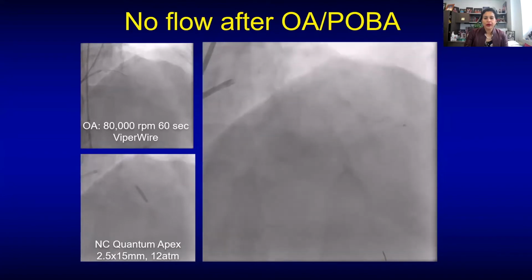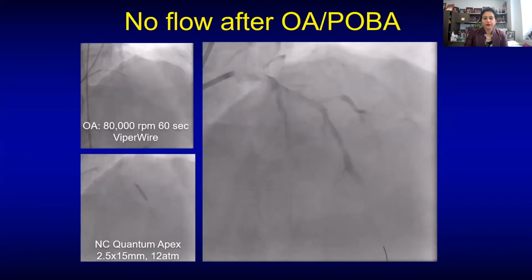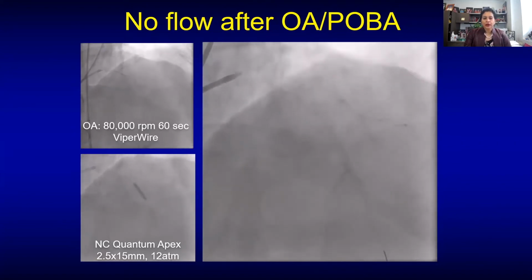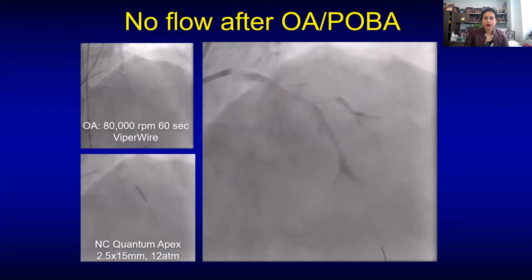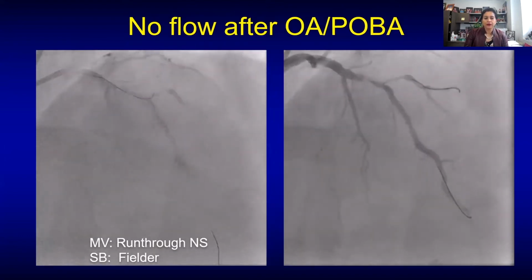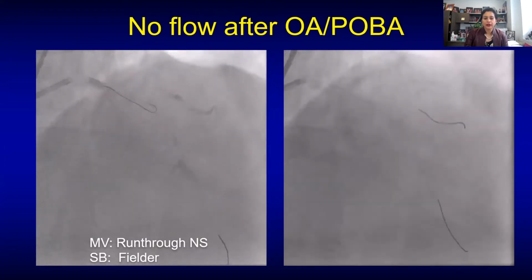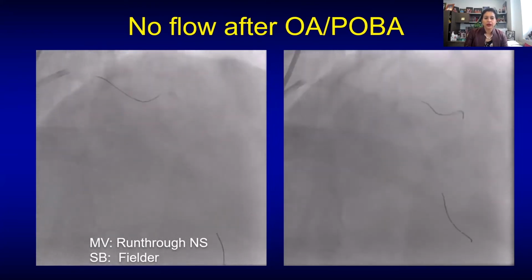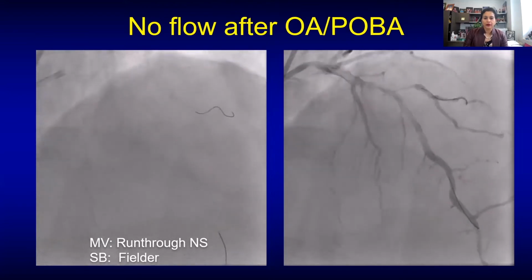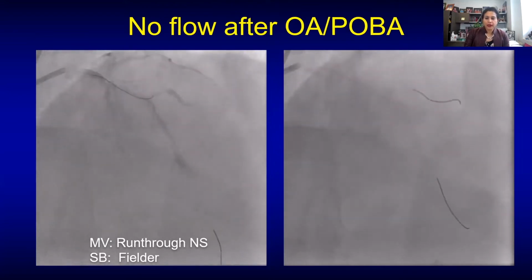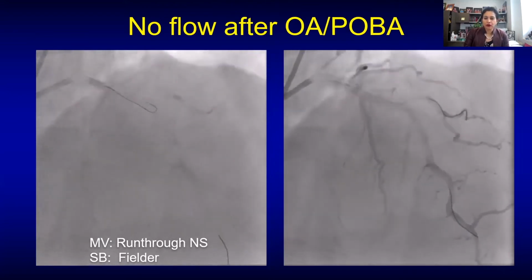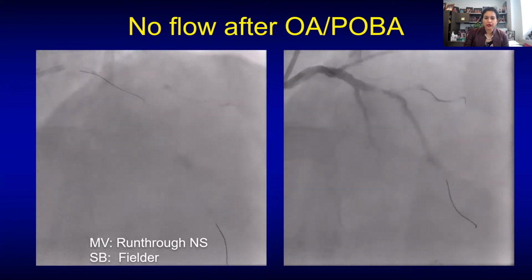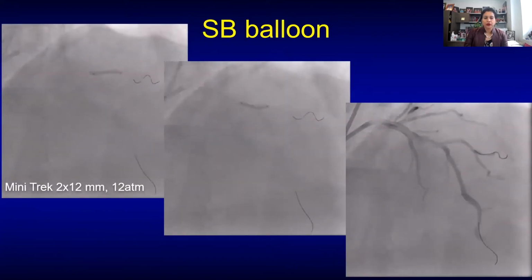So as soon as we did our orbital atherectomy, you see there definitely is a slow flow in the main vessel. So to rule out dissection or so, we immediately went with the balloon and then gave a lot of vasodilators. Subsequently, we wired the side branch with a Fielder wire and we had a run-through in the main vessel. So we had to remove the ViperWire of the orbital atherectomy. Despite that, the flow got better, but you see some dissection now in the LAD.